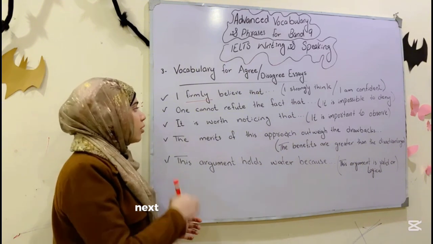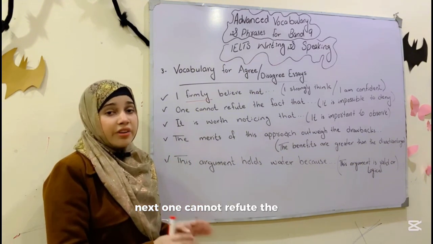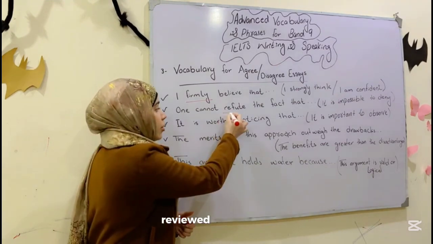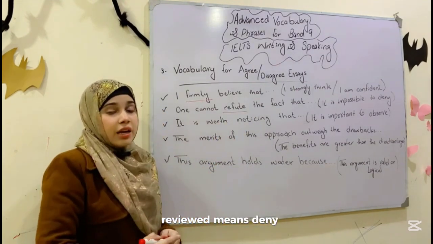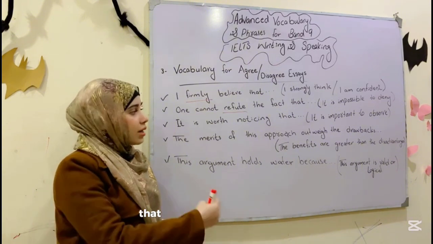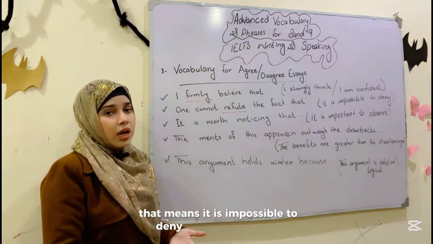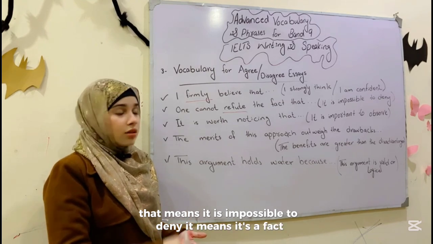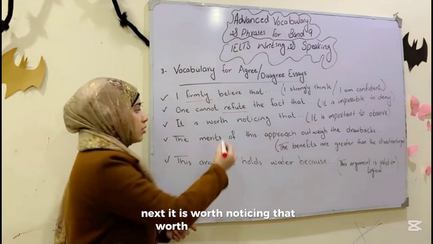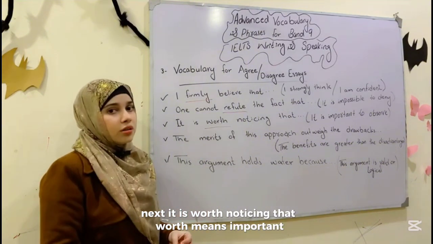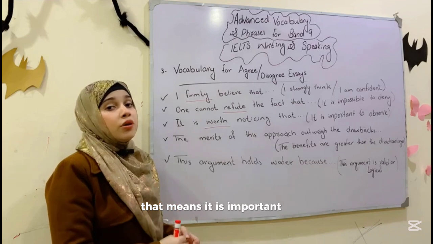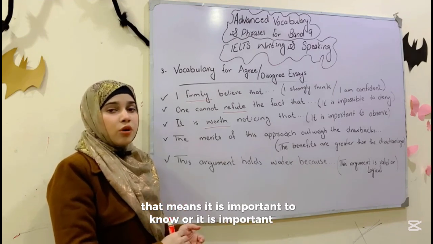Okay? Next, one cannot refute the fact that. Refute means deny. It means you cannot deny the fact that. That means it is impossible to deny. It means it's a fact. Next, it is worth noticing that. Worth means important. So it is worth noticing that means it is important to know or it is important to observe.